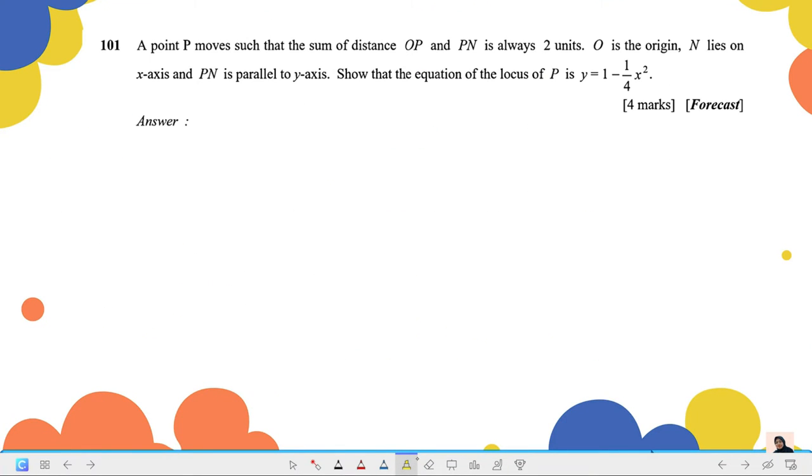Okay, next, question number 101. A point P moves. So the keyword here, if you have the words P moves, let the moving point be xy.